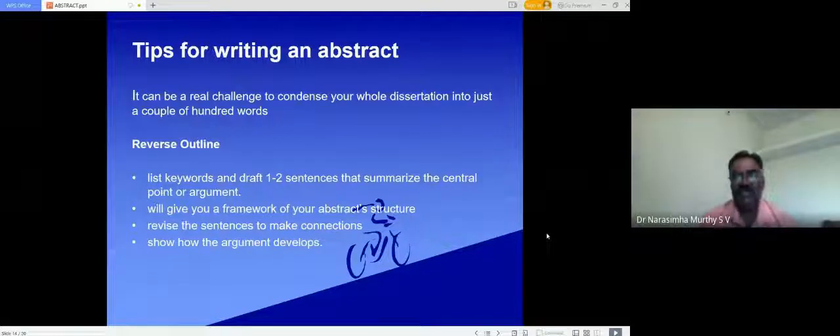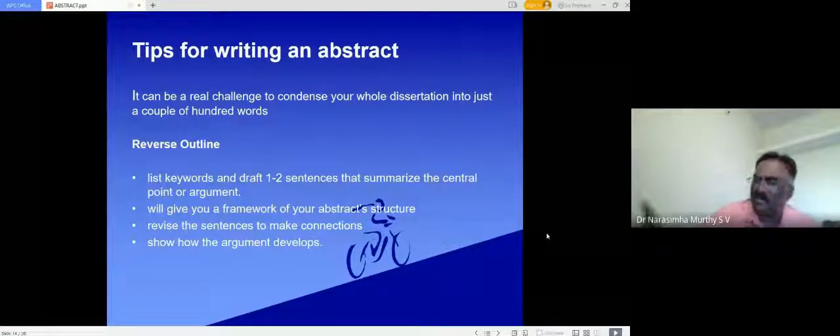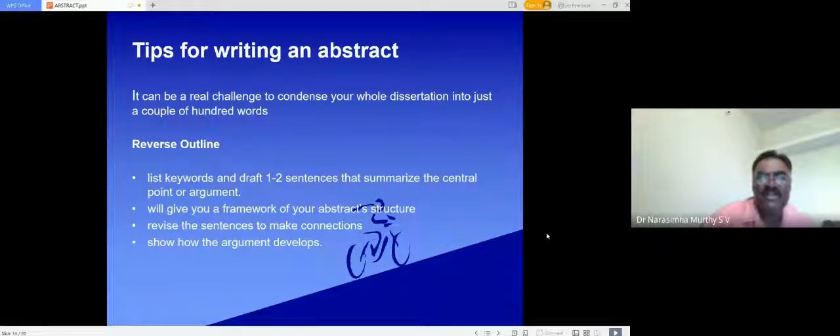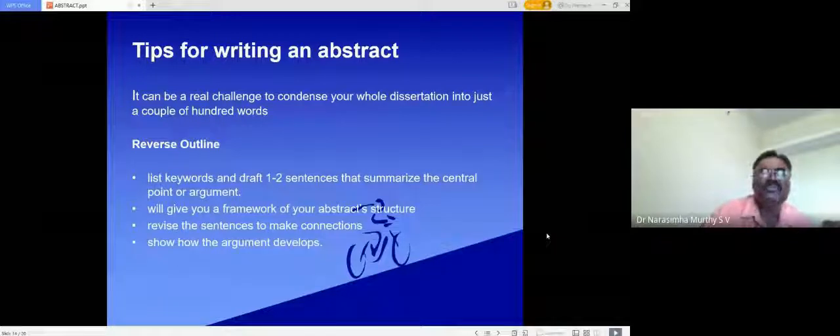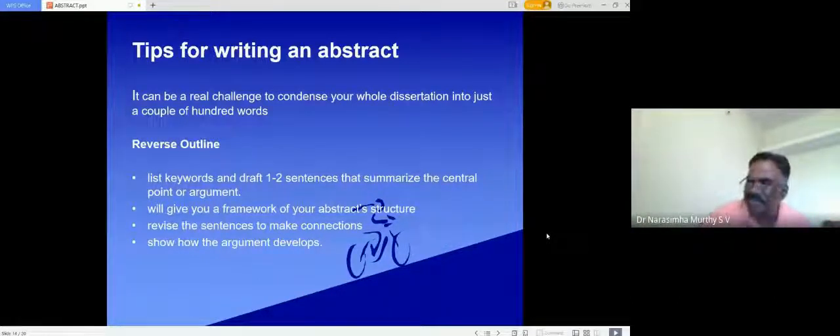First thing, list all the keywords and draft one or two sentences that summarize the central point or argument. You should be able to identify your main argument. Once you have written it, you can rephrase, paraphrase, and identify at least 5 to 10 keywords. With the help of those keywords, you should be able to write one or two sentences to summarize the whole argument, the whole point. The moment you start this, it will give you a framework of your abstract structure.